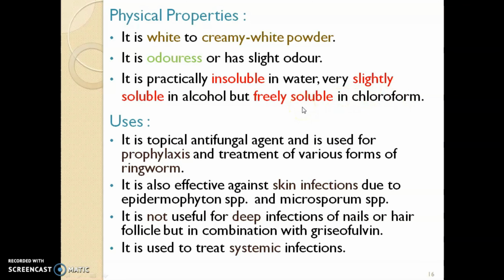Next point is uses. The first use is as a topical antifungal for prophylaxis and treatment of various types of ringworm. Second is against skin infection due to Epidermophyton species and Microsporum species. Third, tolnaftate as a single drug is not used in treatment of deep infections of nails or hair follicles, but tolnaftate and griseofulvin, an antibiotic category drug, in combination are used for these deep infections. Also, the last point is that this drug is not used to treat systemic infections.